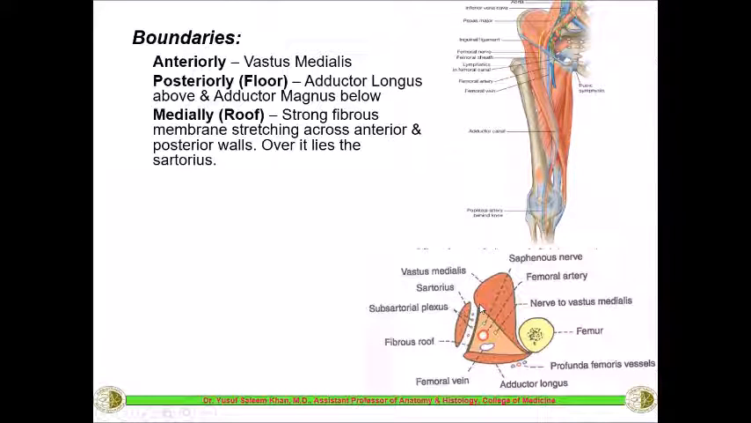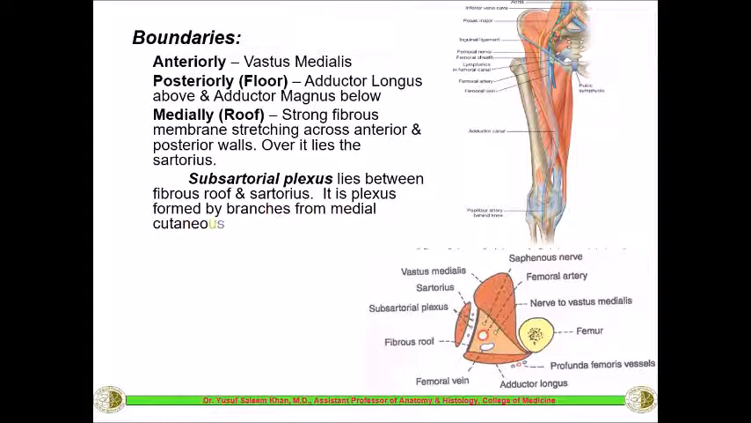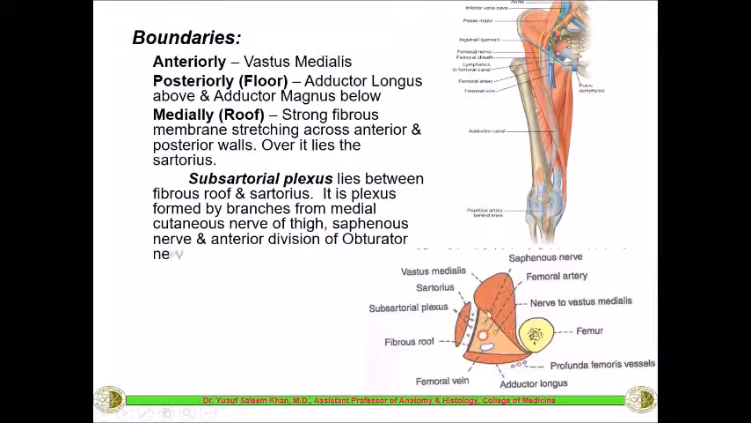And medially, or towards the roof, there is a strong fibrous membrane stretching across the anterior and posterior walls, and over it lies the sartorius. So there is a strong fibrous membrane stretching from the vastus medialis up to the adductor longus. Over that is the sartorius, and in between these two there is something called the subsartorial plexus of nerves. So if you can see here, there is a plexus. This is called the subsartorial plexus between the sartorius and this strong fibrous membrane.